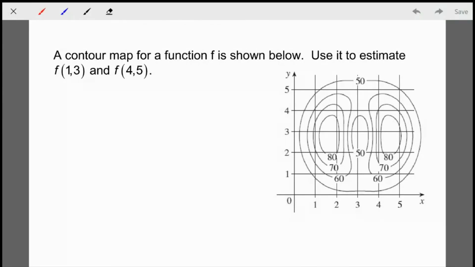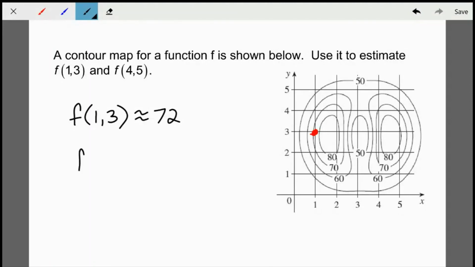So if I want to figure out f of 1, 3, I've got to go onto this contour map and go to the point 1, 3. Excuse me, I went to 3, 1. Let's go to 1, 3. When I'm at the point 1, 3, I'm around right here, and you can see I'm between 70 and 80. It looks like I'm closer to 70, so I'm going to say that's roughly 71 or 72. I'll just say 72.